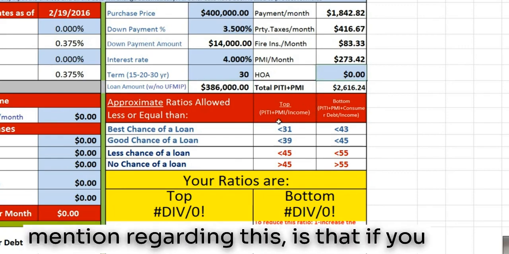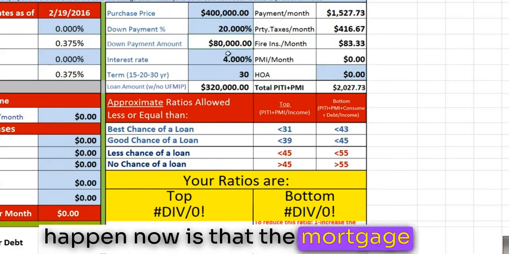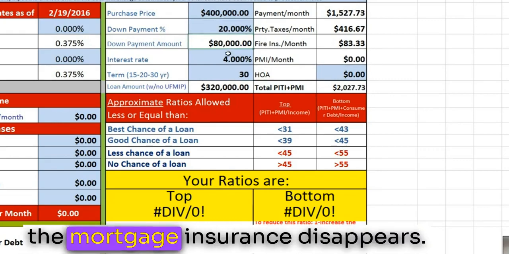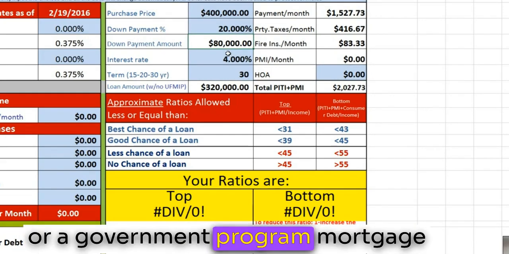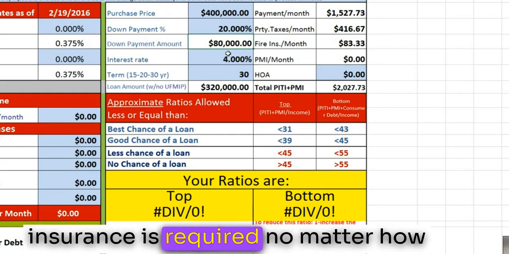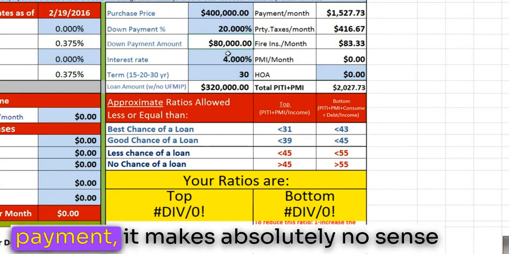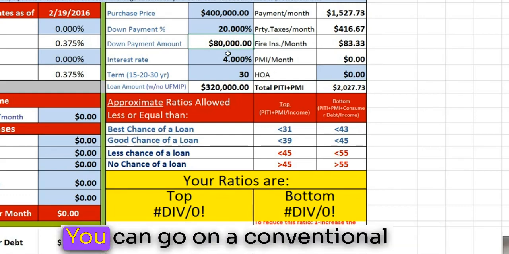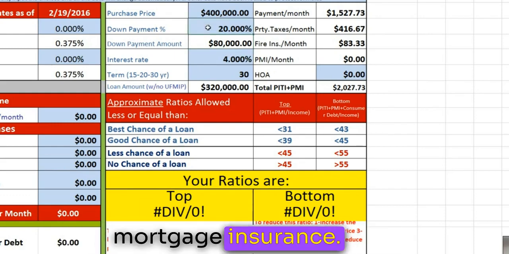Now, one thing that I do want to mention regarding this is that if you put 20% here, the mortgage insurance is going to disappear, because you're bringing 20%. Obviously, if it's an FHA mortgage or a government program, mortgage insurance is required no matter how much down payment you bring. But if you're going to bring 20% down payment, it makes absolutely no sense for you to go on an FHA program, and you can go on a conventional loan for that matter. 20% will remove the mortgage insurance.